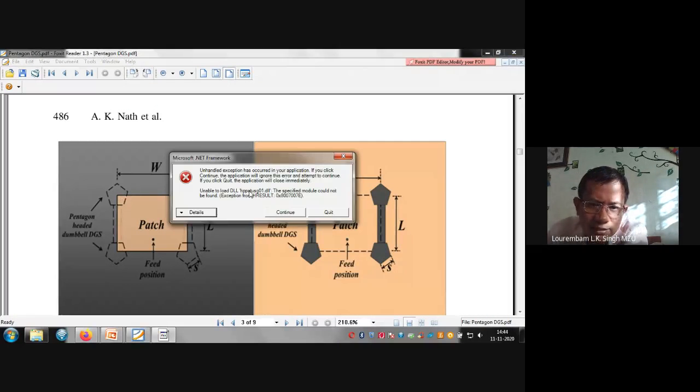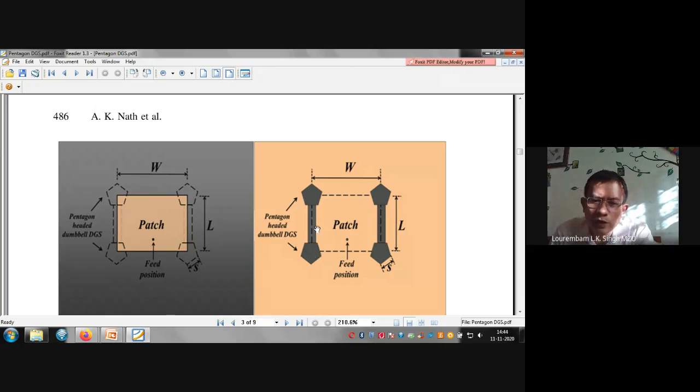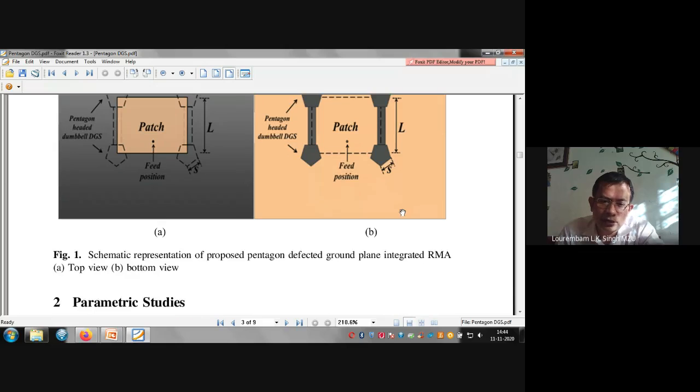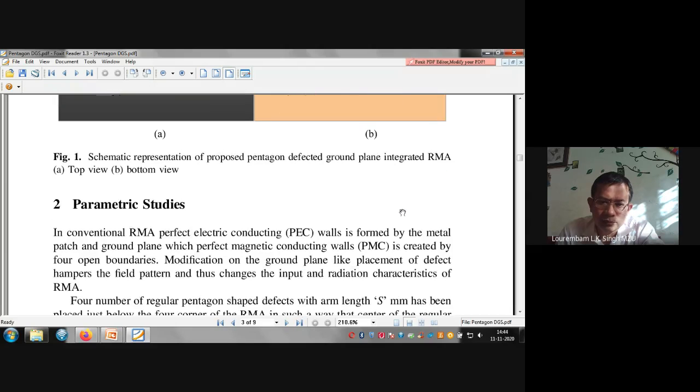Here is the patch. Earlier it was simply a slot. Now we have introduced a pentagon. It just looks like a dumbbell, a pentagon dumbbell shape. It has been introduced on the ground plane. Then we can obtain a very good separation.